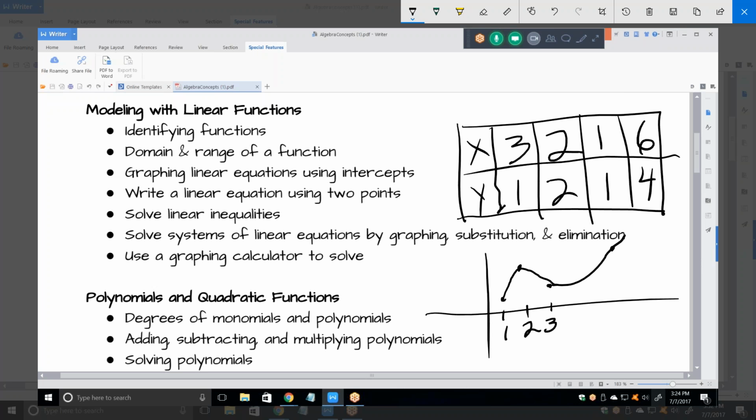So it can be a little tricky. This is a function, but when I had two x values that were the same with two different y values, that was not. And that's the thing you're always looking for, to disqualify it from being a function.